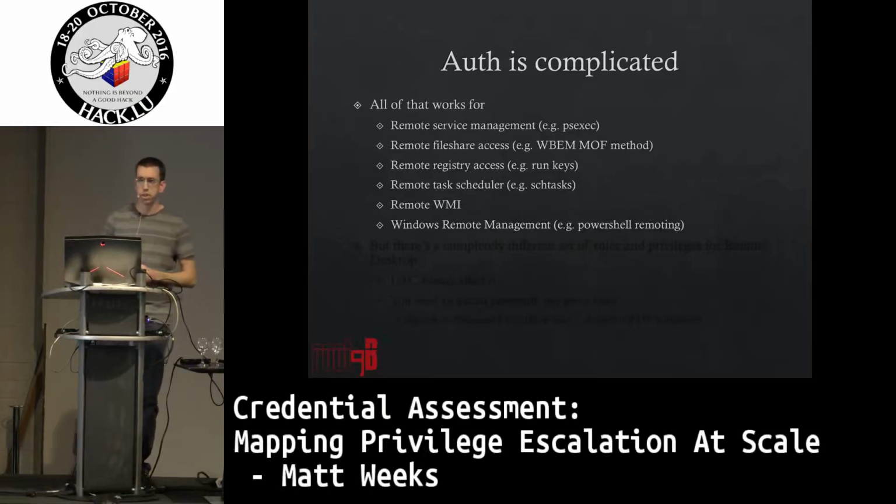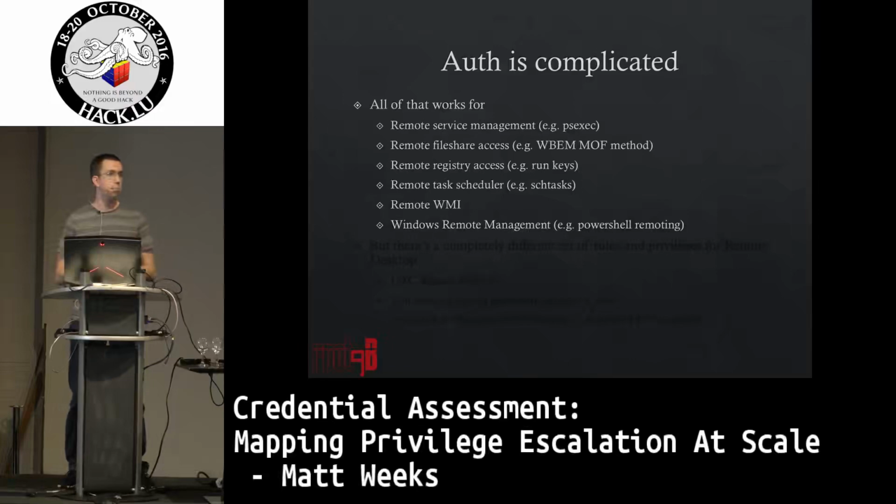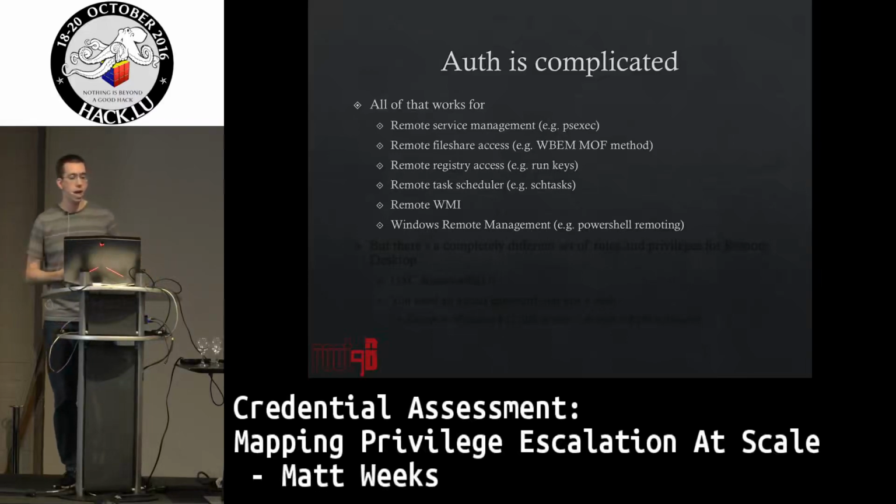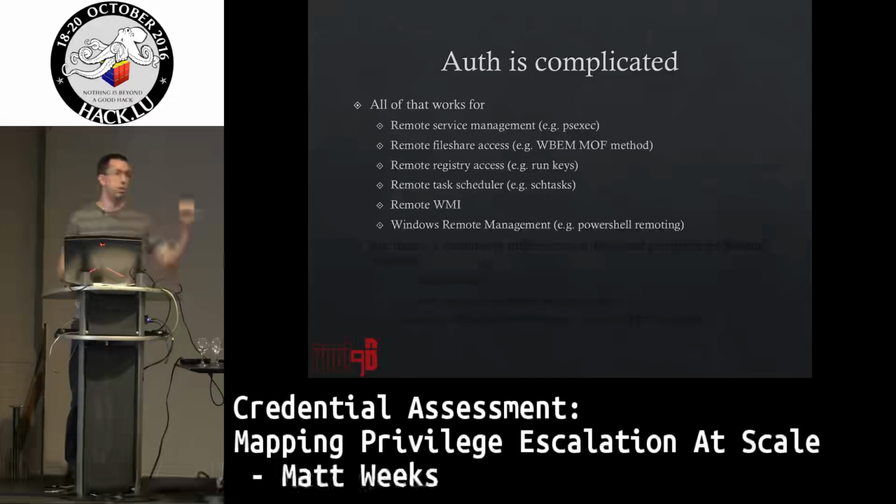Or remote registry access, such as setting a run key or setting different other registry keys. Or remote task schedulers, such as by creating a scheduled task and then launching it, which can also run with full system control. Or remote WMI. Windows Management Instrumentation runs its own remote procedure call server on a different port, and you can use WMI. It's one of the most direct methods to execute a command on a remote system. And then finally, there's Windows Remote Management, which is the basis of PowerShell remoting. So if you've seen some of the new techniques now available for Windows PowerShell remoting, it's a very nice way of managing systems that also uses the same authentication backend.